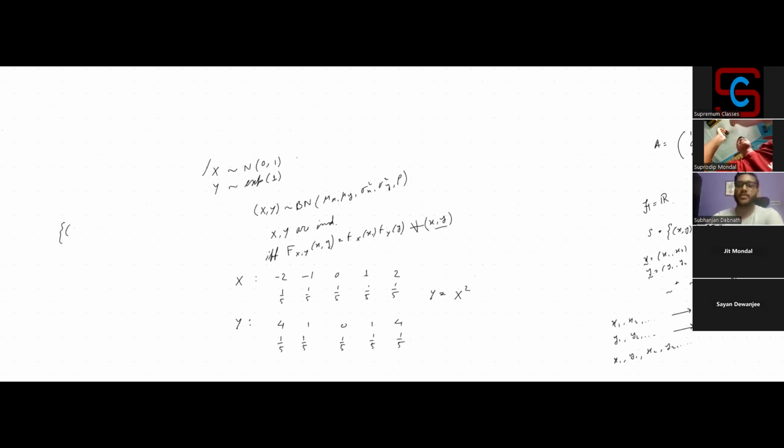Now, my question is, can you square up any non-normal variable to obtain a chi-square distribution? It's a chi-square 1, right? Yes. So, can you square up any non-normal distribution to end up with a chi-square 1?